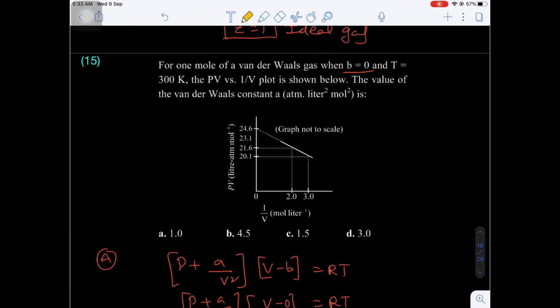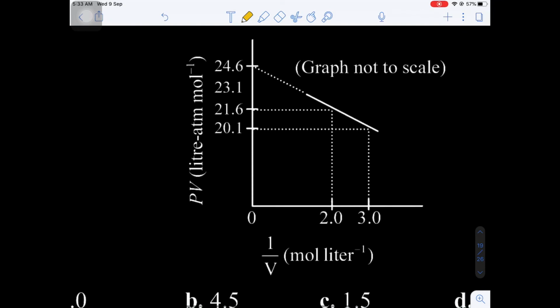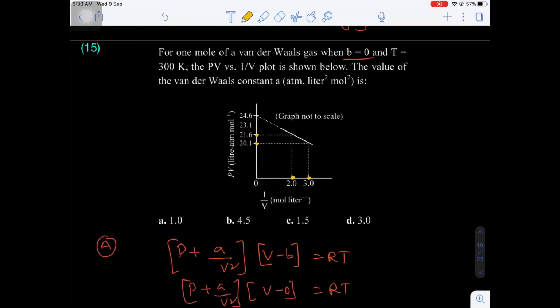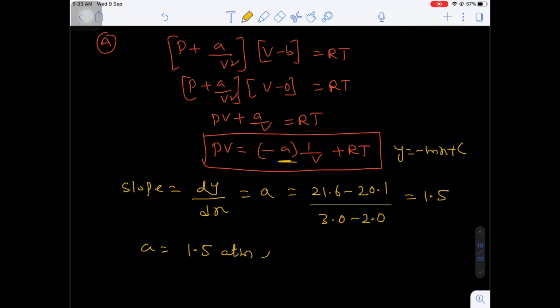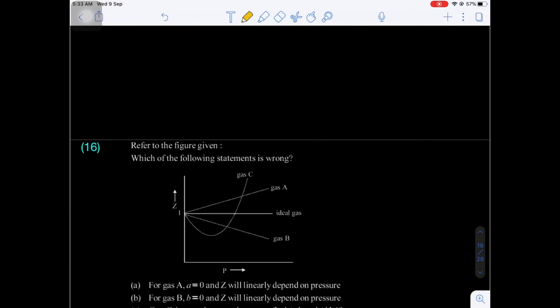Now the difference in the y coordinate, if you see, this is the y2, this is the y1. Okay, this will be the x2, this will be the x1. So difference between the y coordinates, that is 21.6 minus 20.1, whole divided by 3.0 minus 2.0, which is equal to 1.5. So finally what is the van der Waals constant A value? 1.5 atm liter square mole to the power minus 2.